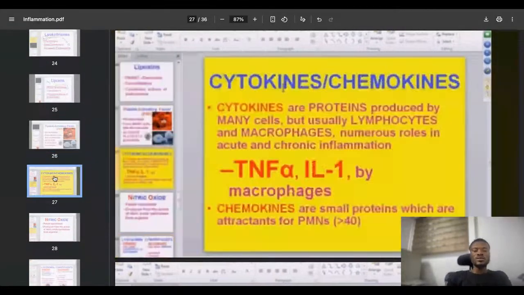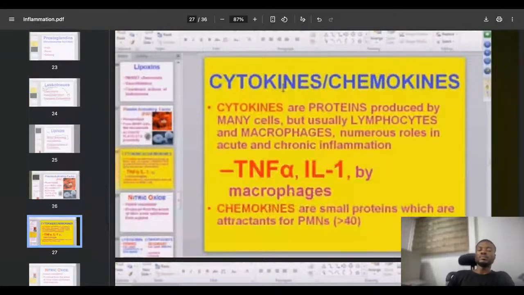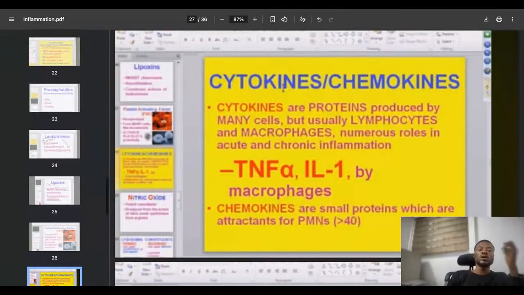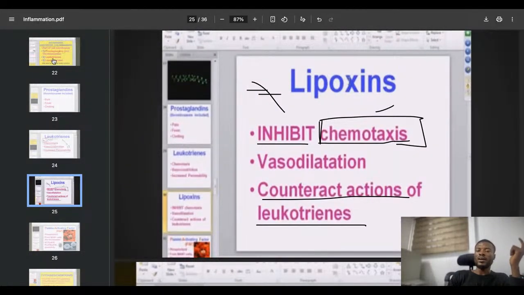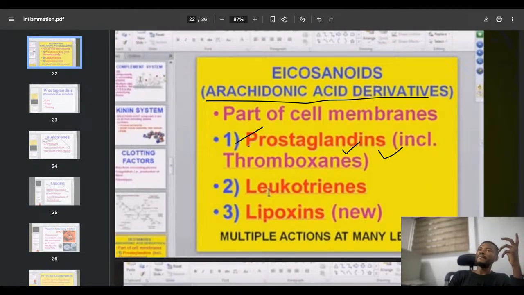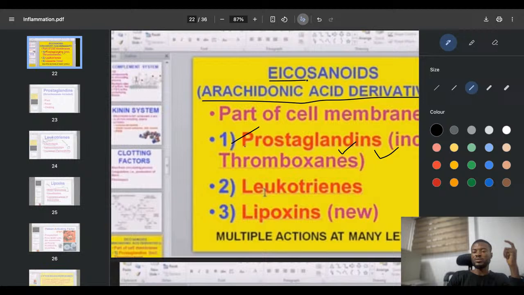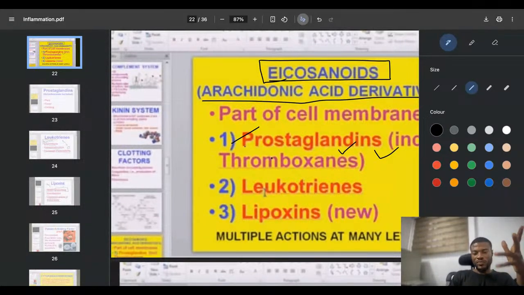Then there is also a group of chemical mediators. So the prostaglandins, the leukotrienes, and the lipoxins, remember that they fall under a group of chemical mediators called eicosanoids. I don't know how you pronounce them, whether it's eicosanoids or whatever. So we have three of them that we have discussed: the prostaglandins, the leukotrienes, and the lipoxins.